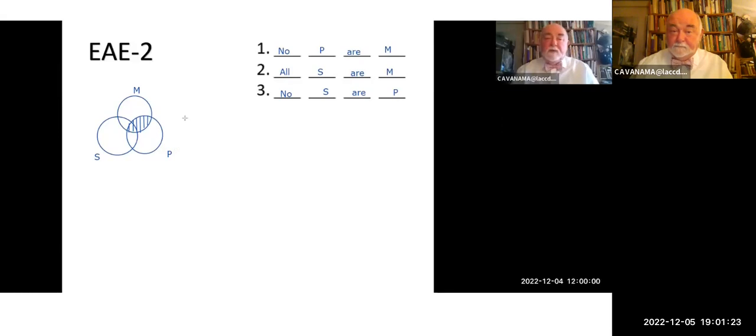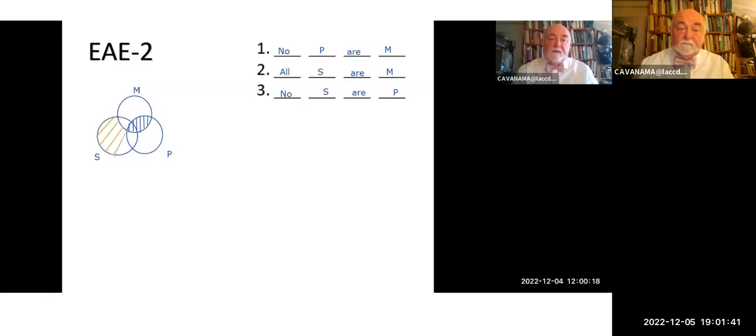All S are M. So what I want to say is that if anything is in the S circle, it is also in the M circle, meaning anything in the S circle outside of the M circle is empty. And how am I going to do that? I'm going to do that by shading these bits. Show that.